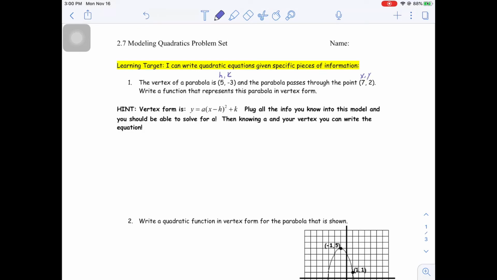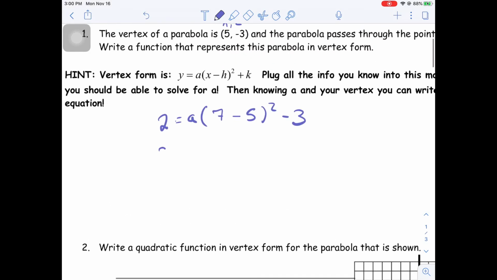So we know the vertex h, k. We know the point x, y. For these questions, we need to just plug in everything we know. We know y is 2 from our point. We know that that's equal to a, and we don't have an a value. We know x, in this case, is 7. We know h is 5, and we know k is negative 3. So now we have all the information we need to solve for a.